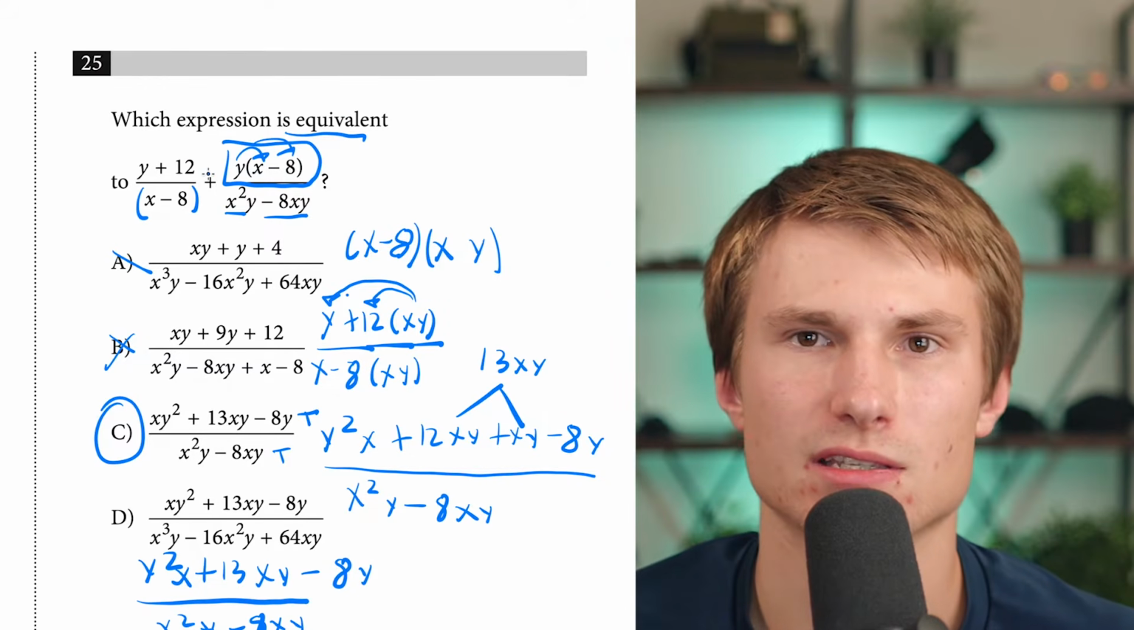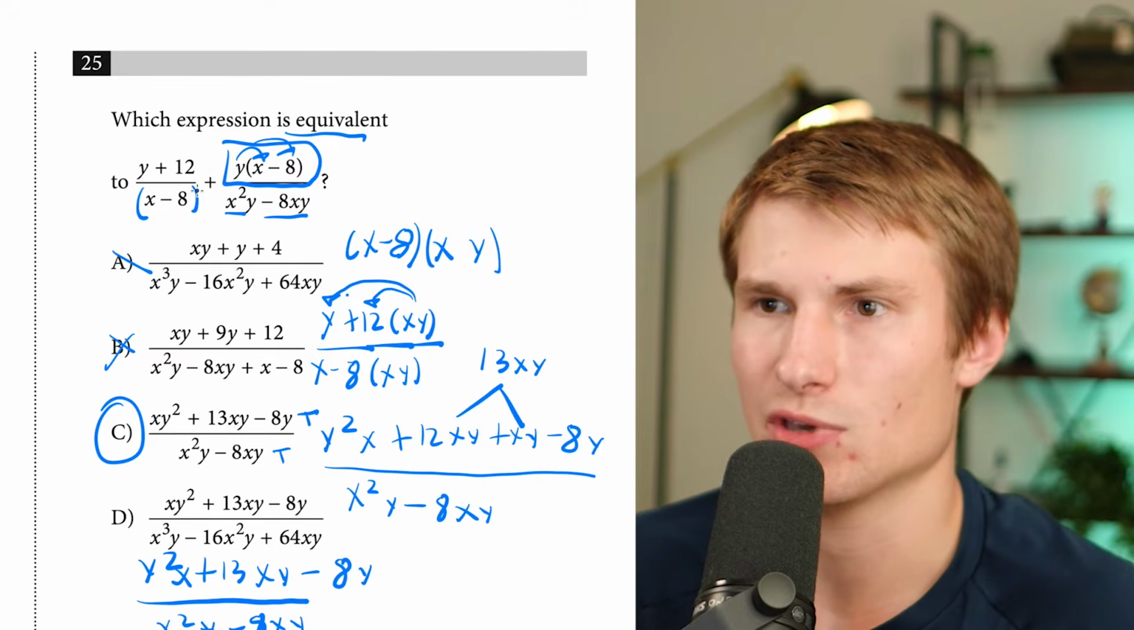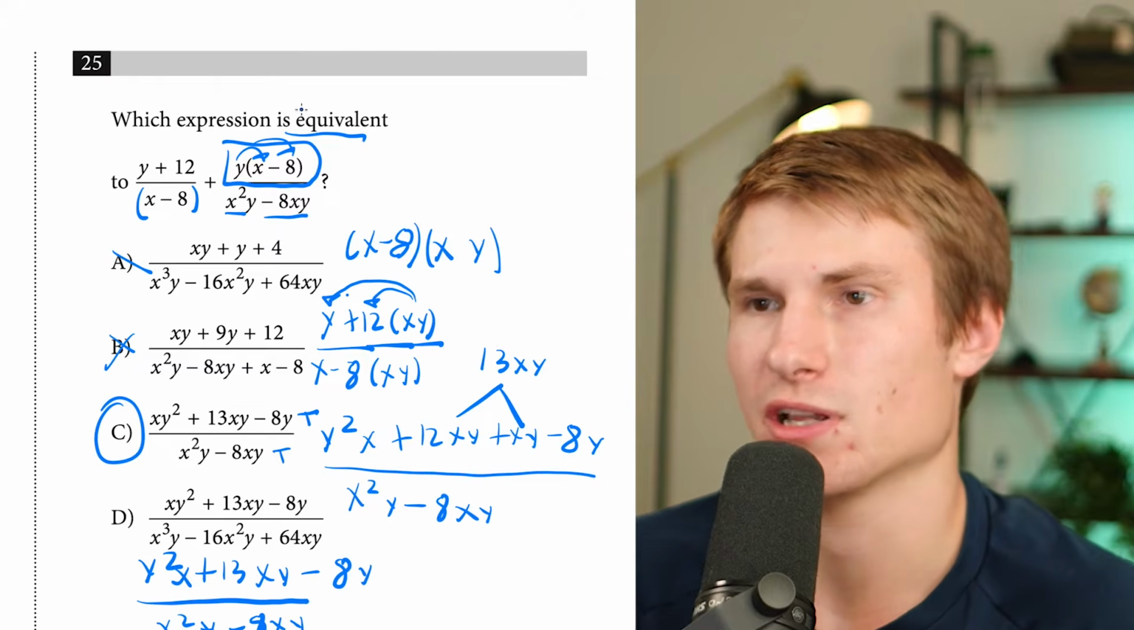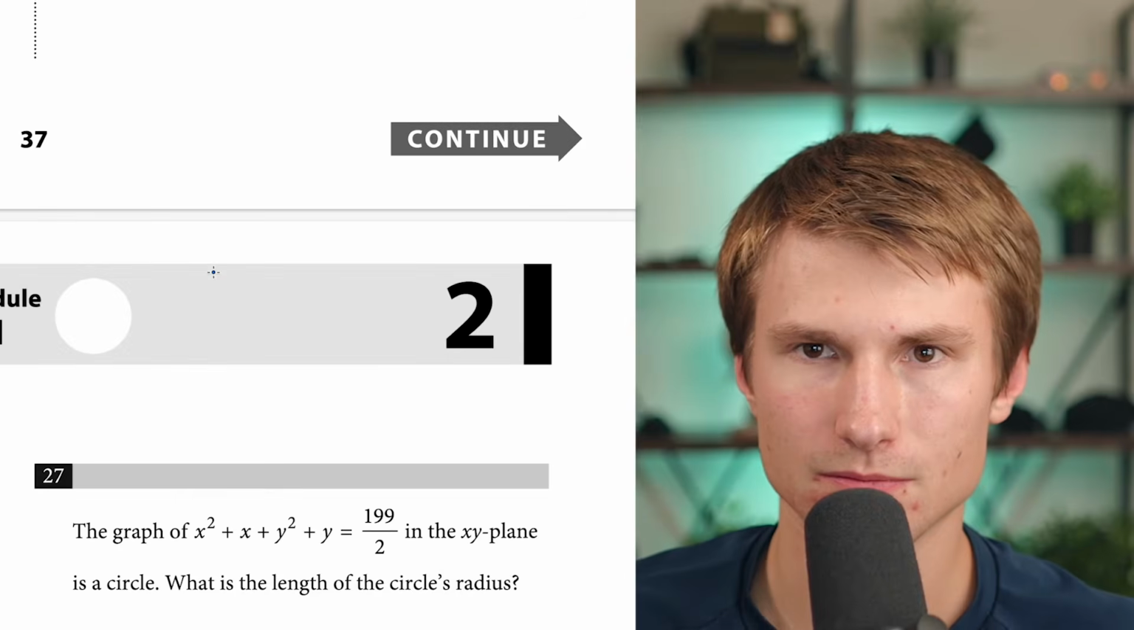So the key thing is if you have fractions like this, you need to get a common denominator. Once you get a common denominator, you need to simplify as best you can. And then from there, find the expression that is equivalent, which we did here. So let's go ahead and move on to 26 now.